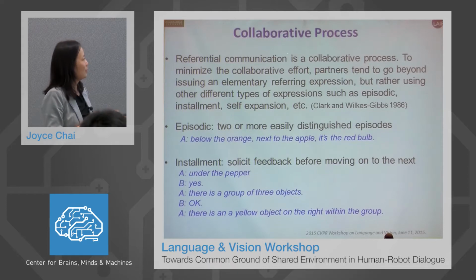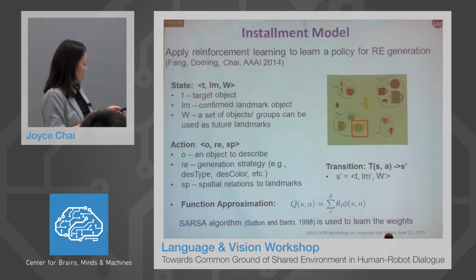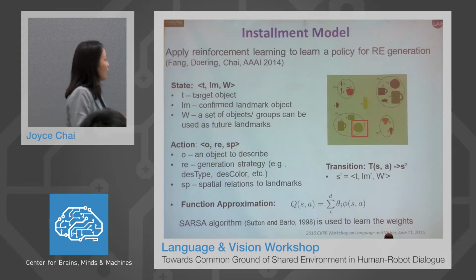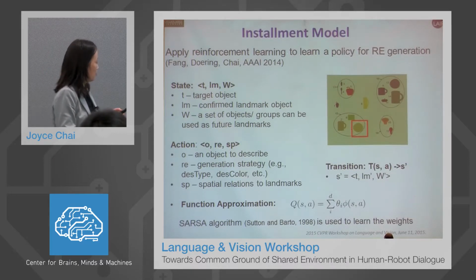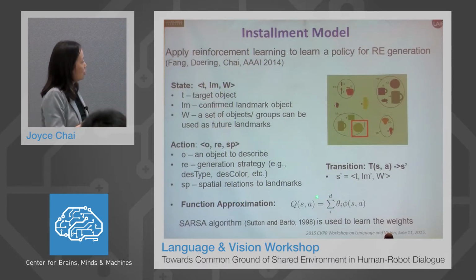This motivates us to develop a new collaborative generation model. We apply reinforcement learning to learn a policy for generating these referring expressions. We have the state representation, and we also model the actions to generate these referring expressions. And we use function approximation to approximate the value function.